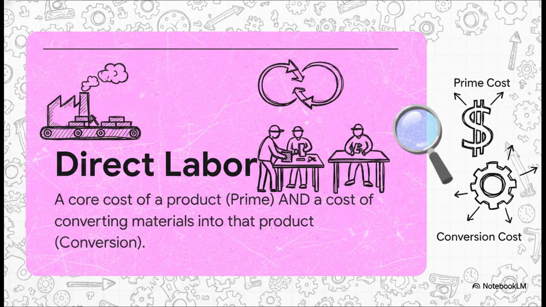You got it. It's direct labor. And when you stop and think about it, this makes perfect sense, right? The money you pay someone to build a table is obviously a direct cost of that table. That's what makes it a prime cost. But at the very same time, that person's work is a fundamental part of the factory's process of turning a pile of wood into a finished product. And that's what makes it a conversion cost. It rightfully has a foot in both camps.